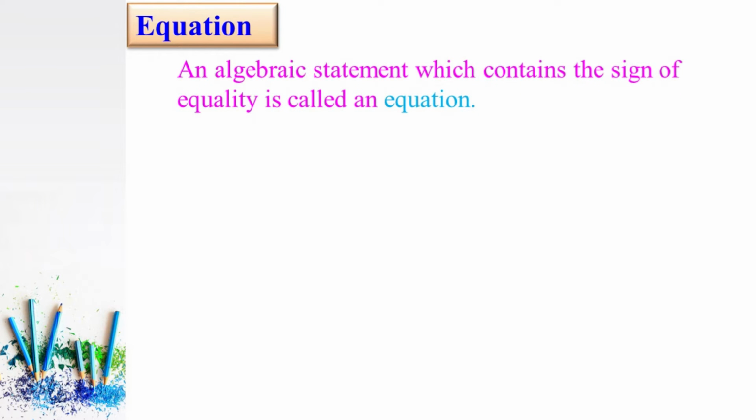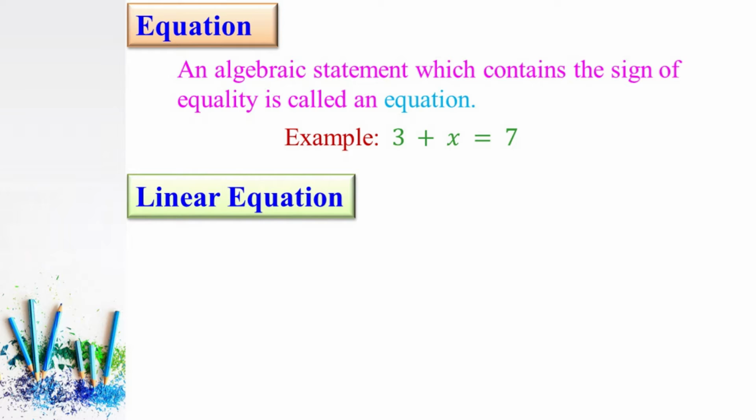Now let us learn equation and linear equation. How to identify an equation and linear equation? Let us see. First one, equation. An algebraic statement which contains the sign of equality is called an equation. For example, 3 plus x equal 7. Next, linear equation.